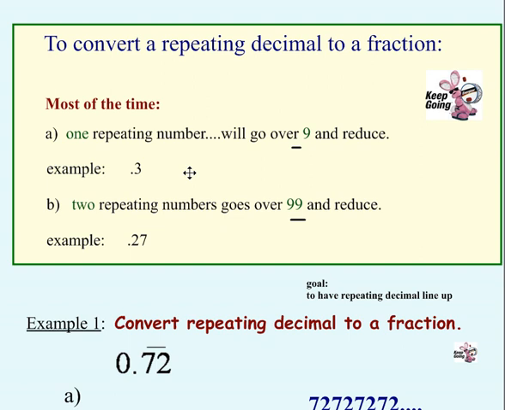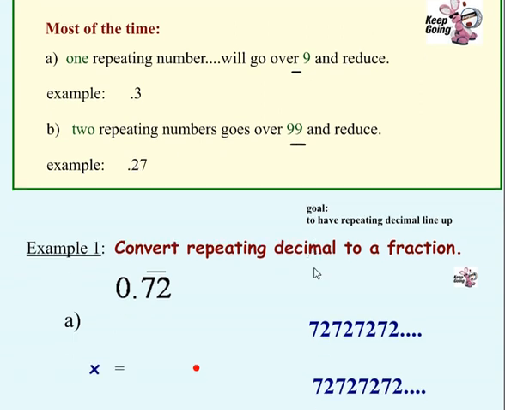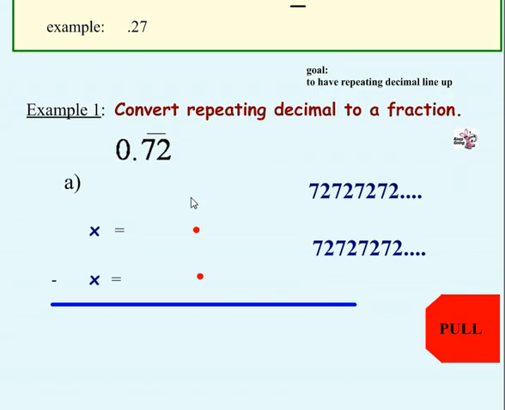A lot of times it's going to be over like 9 or 99, but that's not always the case. Like if I put 3 repeating over 9, that's going to be 1/3. And you know that 1/3 is 0.3 repeating. And then if it's 27, put over 99. But let's show you how the algebra works on this one. Give an example. Notice how the bars are over both the 7 and the 2.